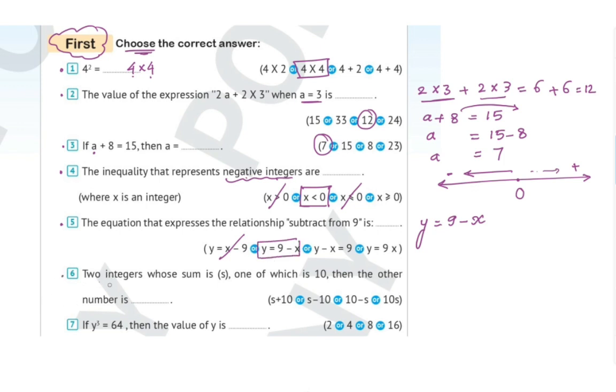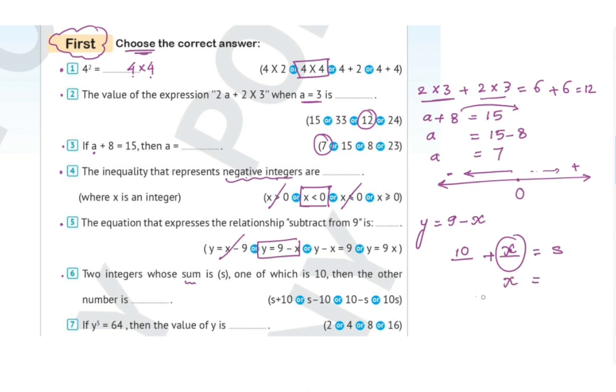Point 6. Two integers whose sum is s. Note with me, two integers whose sum, if I add them to each other, the result will be s, one of which is 10. One of them is 10. Then the other number is what? He needs to find the number here. To find the value of this number as an equation, it may be x. Now, I need to find the value of x.